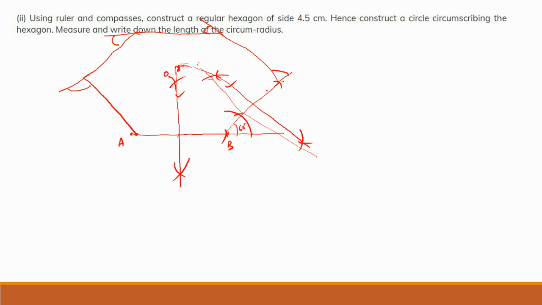And now measure and write down the length of the circumradius. So this is the radius, right? You can measure this one, make your compass this much long, and then draw a circle like this.